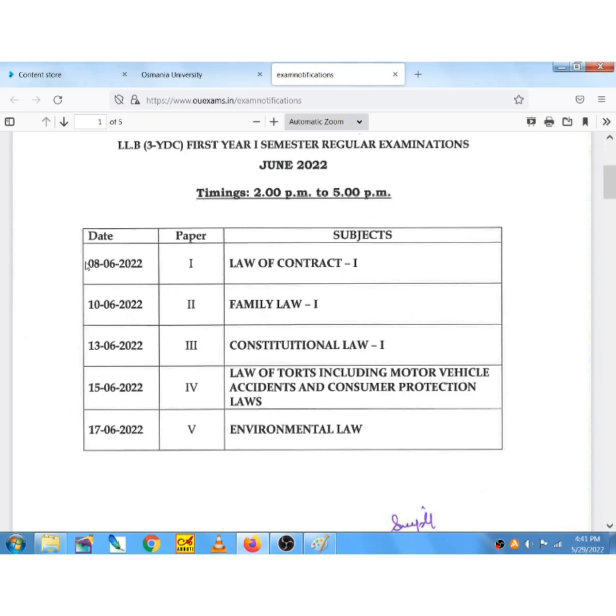So first we have law of contracts on 8th, family law on 10th, constitutional law you have an extra day holiday, so you will have 11th, 12th, and then the exam will be conducted on 13th. Next, law of torts you have on 15th, and then environmental law, the last paper will be on 17th.